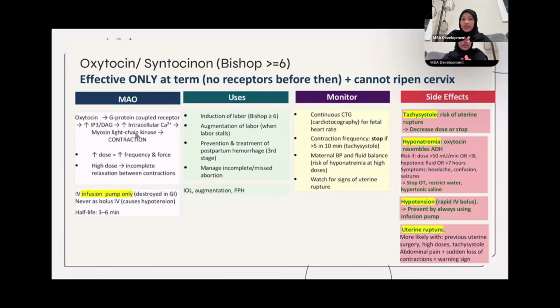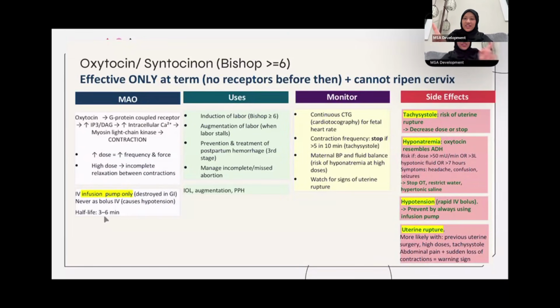So the mechanism of action, I talked to you about it before: the receptor is a G protein, through the IP3 DAG pathway, calcium channel, and contraction. Increasing the dose will increase the frequency and contraction of the uterus. This is what we want. We want to contract the uterus. Important thing, it has a very short half-life. It acts very, very quickly.